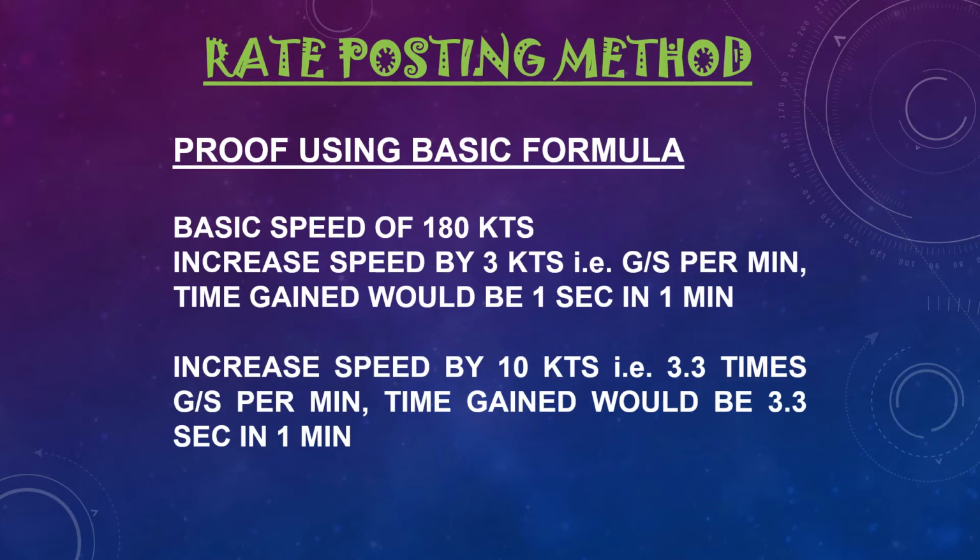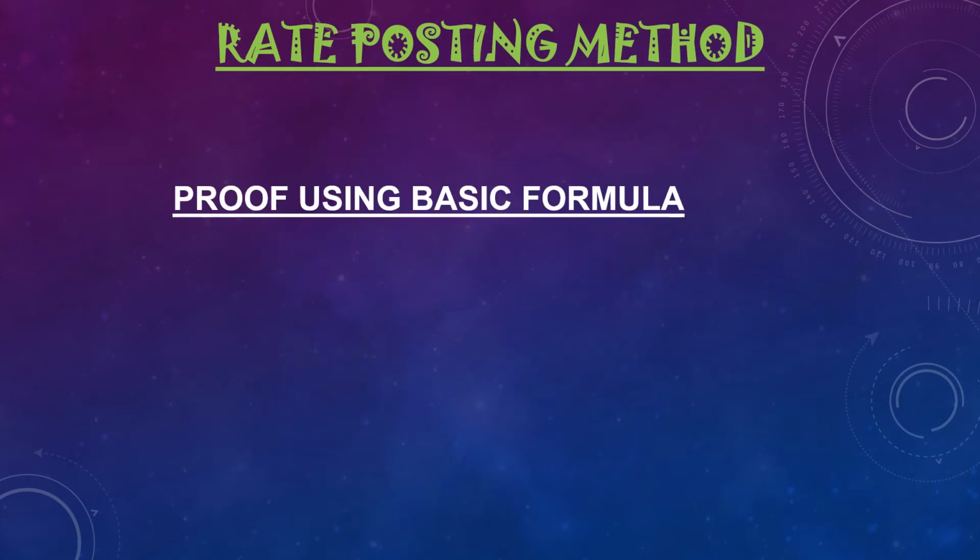Taking the basic speed of Avro as 180 knots, if we increase speed by 3 knots, which is the ground speed per minute, as per the basic formula, we would be gaining 1 second in 1 minute. Similarly, if we increase the speed by 10 knots, which is 3.3 times the basic ground speed, time gained would be 3.3 seconds in 1 minute by ratio and proportion.